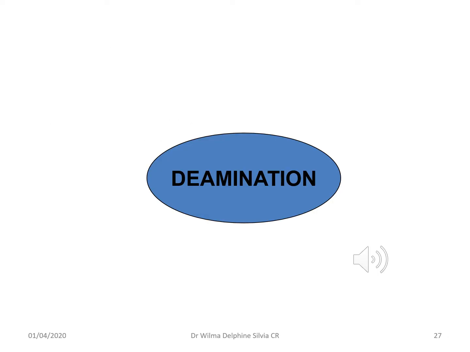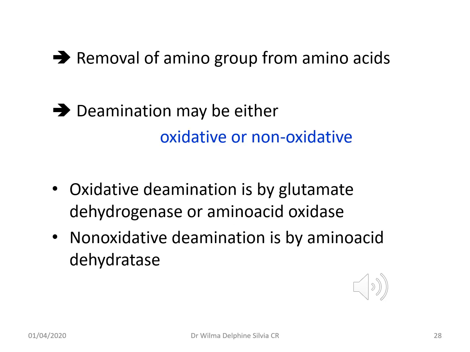The other general reaction of an amino acid is deamination, which means removal of amino group. So the removal of amino group from amino acids is known as deamination. It may be either oxidative type or non-oxidative type. The oxidative deamination may be by glutamate dehydrogenase or by amino acid oxidase. The non-oxidative deamination is by amino acid dehydratase.